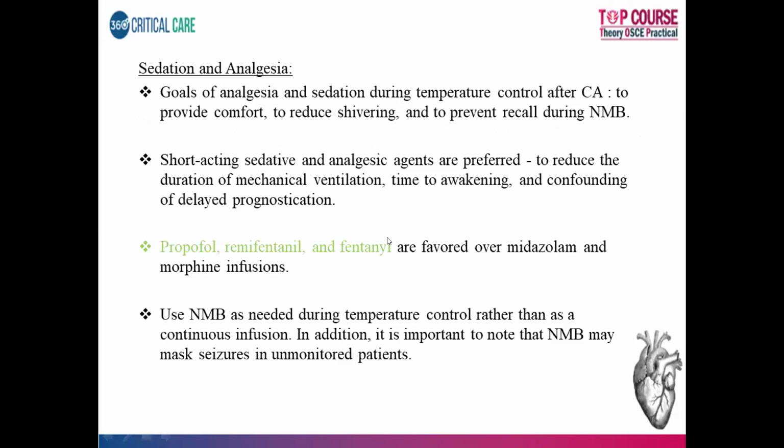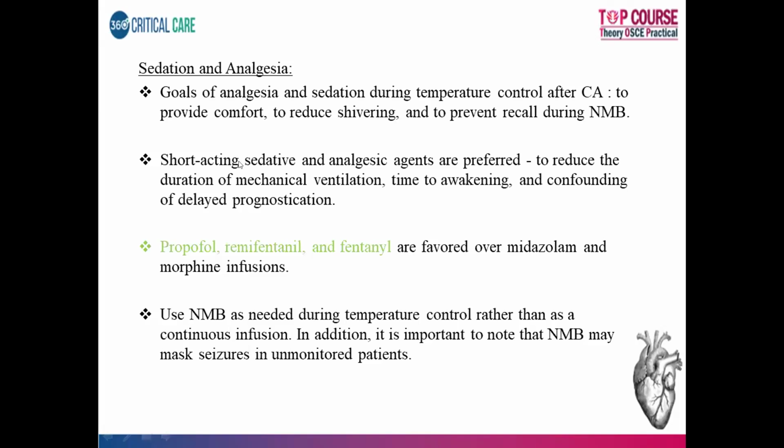Next, coming to sedation and analgesia. What are the goals of sedation and analgesia? Basically, to provide comfort to the patient, to reduce shivering if you're planning any targeted hypothermia, and to prevent recall during neuromuscular blockade.